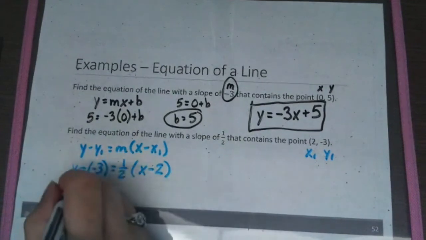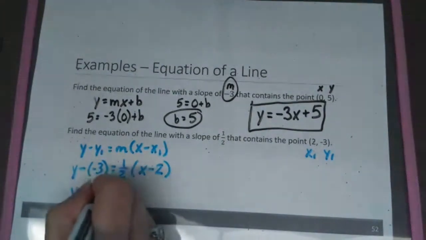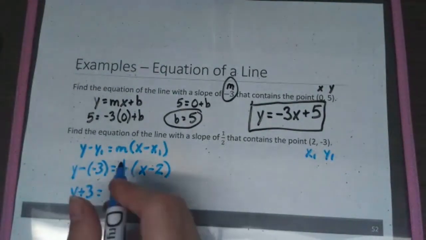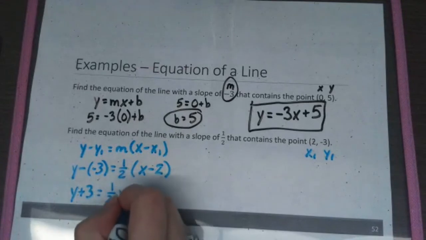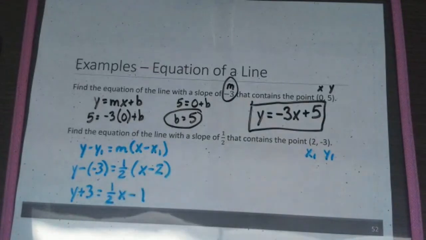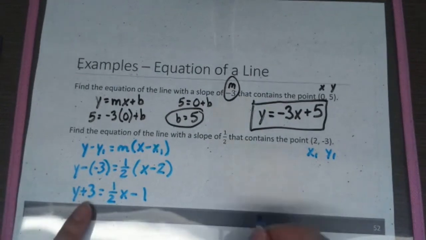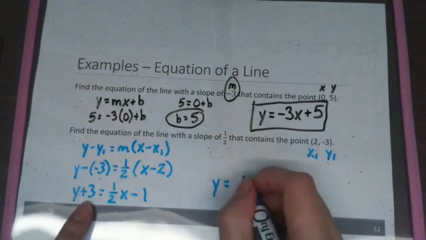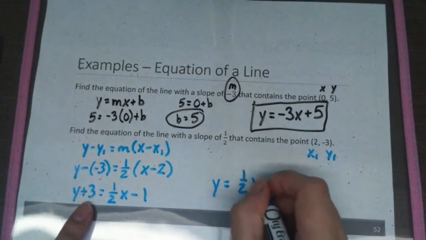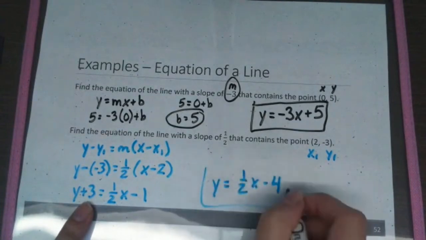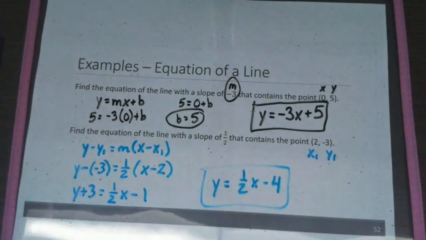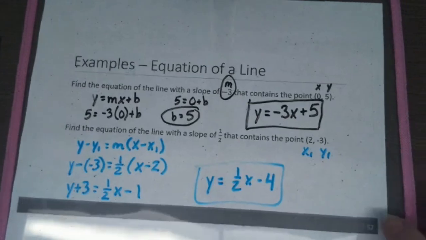y minus -3 simplifies into y plus 3. And if I distribute my 1/2 through the parentheses, I get 1/2 x minus 1. To get y by itself, I'm going to subtract 3 from both sides, and we get y is equal to 1/2 x minus 4. Both of these ways are completely wonderful and beautiful, so use whichever one you prefer.